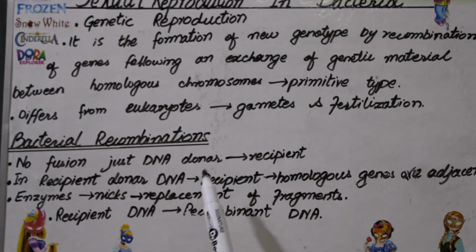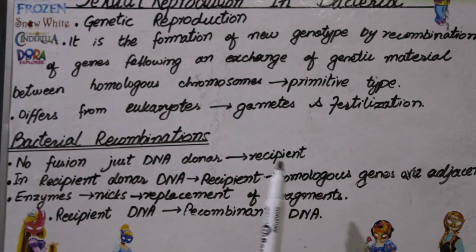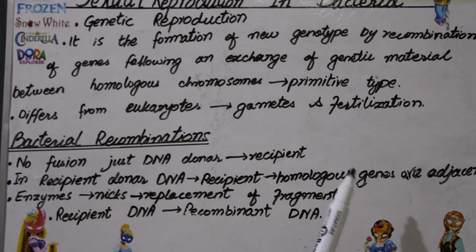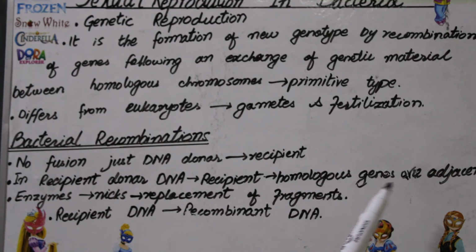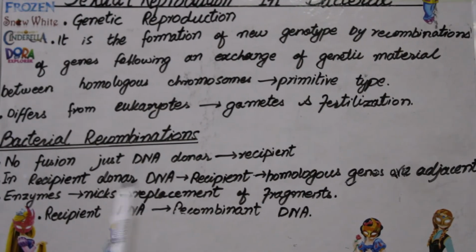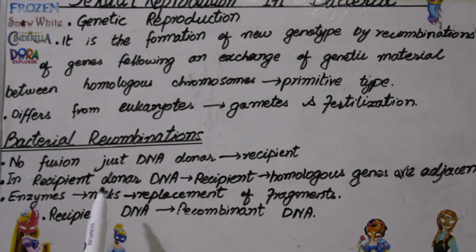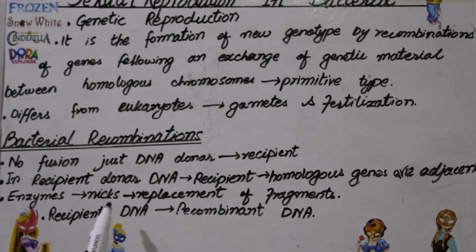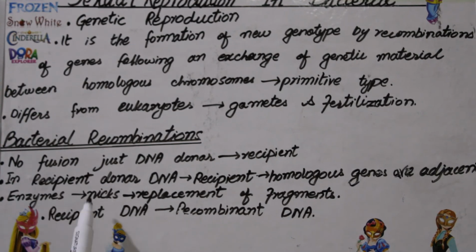DNA fragments from the donor cell come inside the recipient cell and join alongside the recipient cell's genes, and homologous genes come in front of each other. They are adjacent to each other. In this way the enzymes produce the nicks. As you know, nicks are small breakdowns in the DNA molecules. So this is known as the nicks.